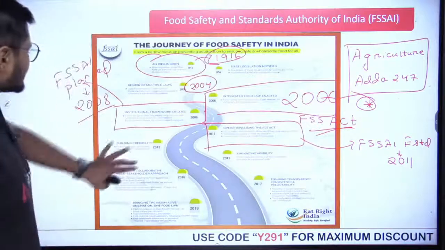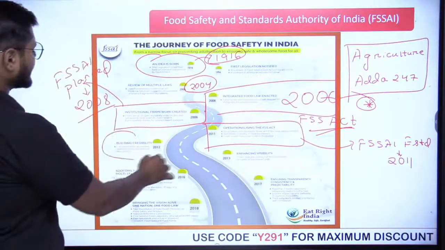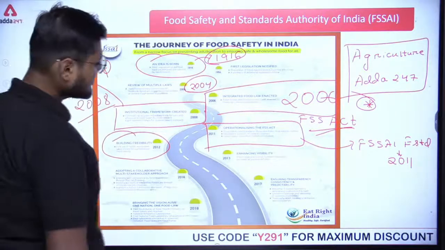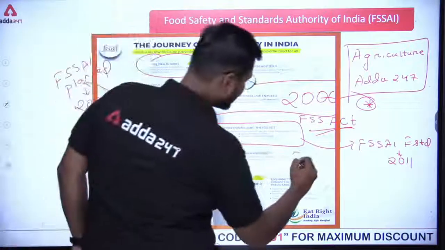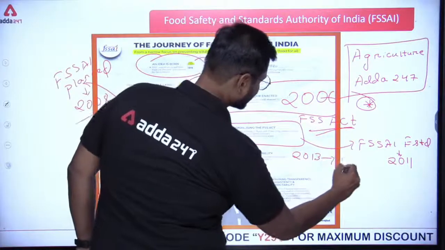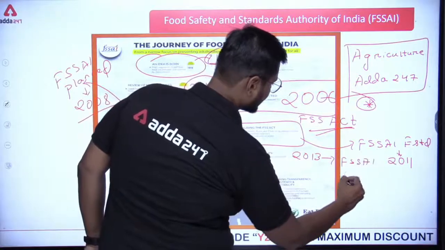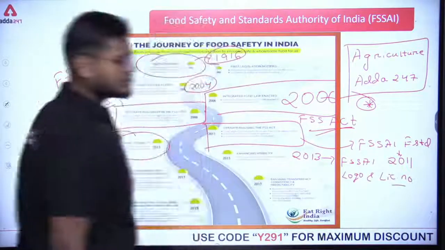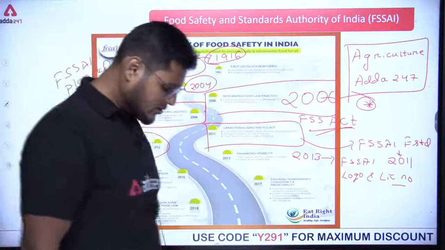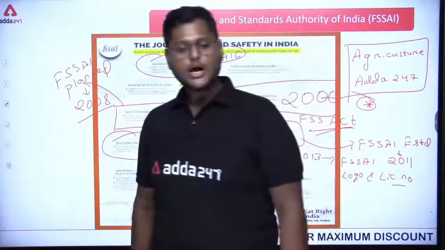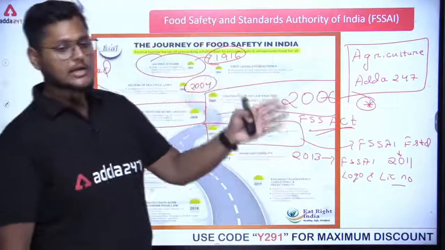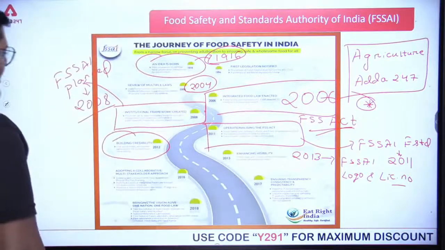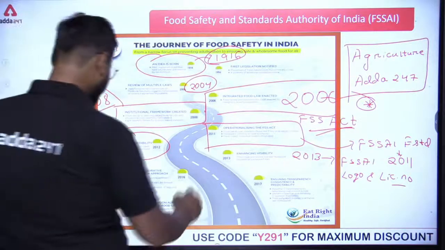Then after that, in 2012, the first set of NABL accredited laboratories for food testing. Enhancing visibility, in 2013, FSSAI logo and license number. These were mandated. That means a person who has an FSSAI license should have the logo and the license number on their product. On the product.